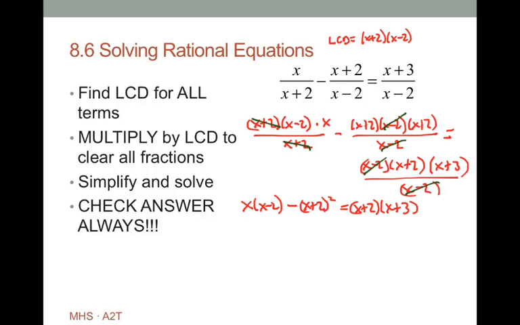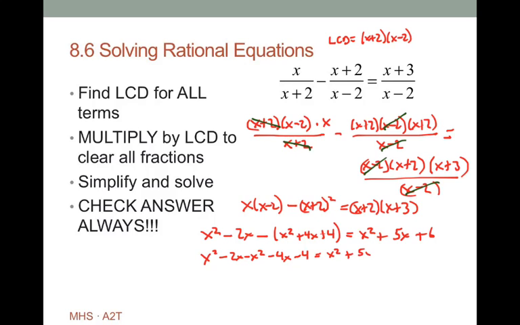So we'll go ahead and multiply those all out. We get x squared minus 2x minus x squared plus 4x plus 4 equals x squared plus 5x plus 6. Simplify, combine like terms, see what we get. Subtract 6x from both sides, add 4 to both sides. x squared plus 11x plus 10 is equal to 0.